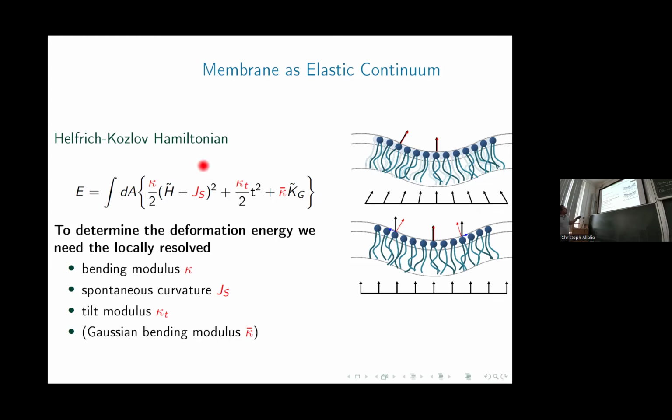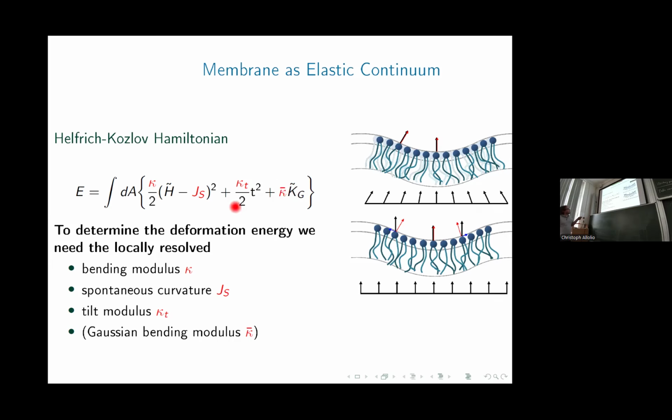Then there are two more coefficients. This is the Gaussian bending modulus, multiplying the Gaussian curvature, which we know is a topological invariant if the membrane is closed. So we usually do not care about it, but we will see that we care about it anyway afterwards.